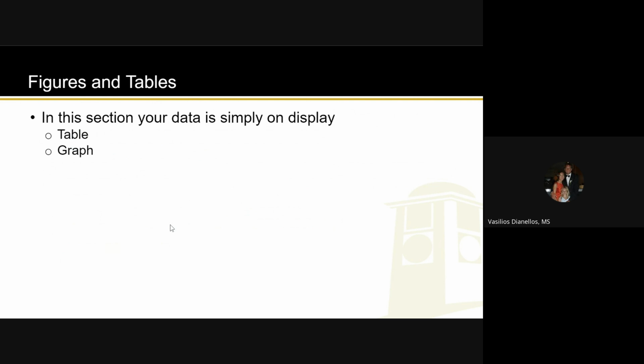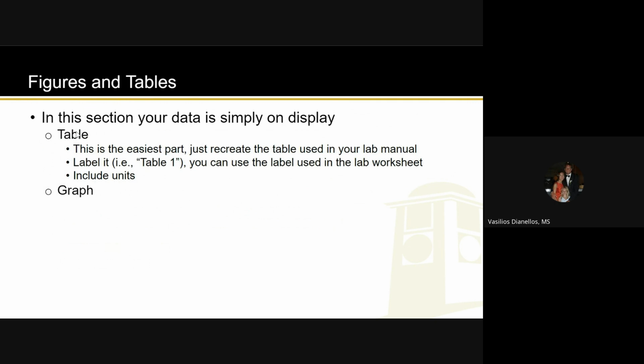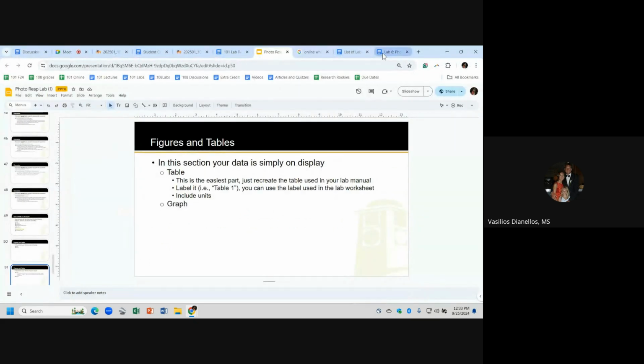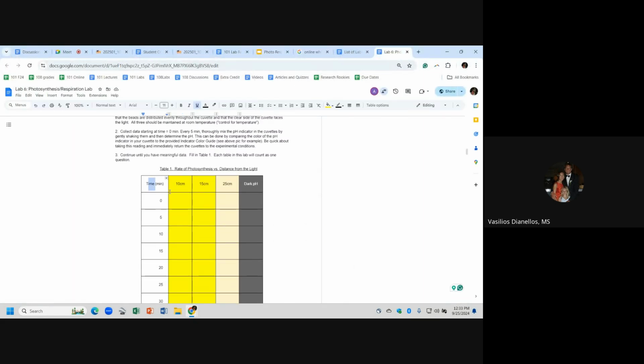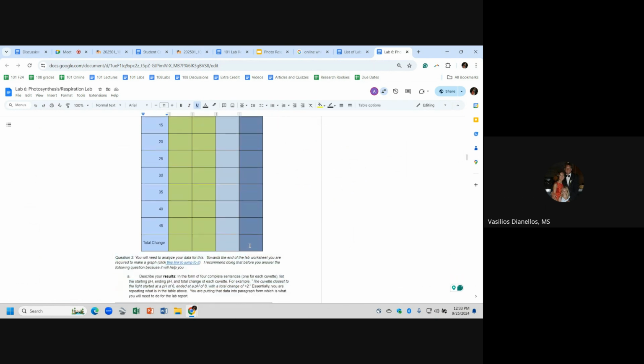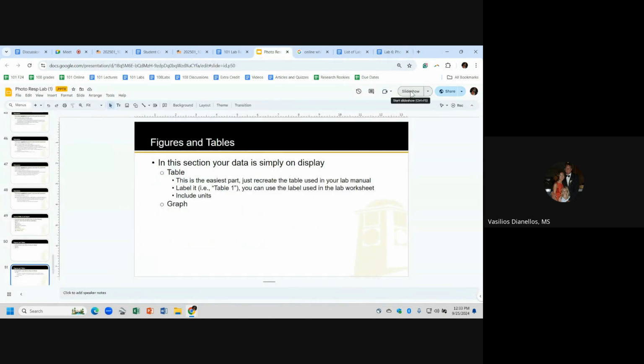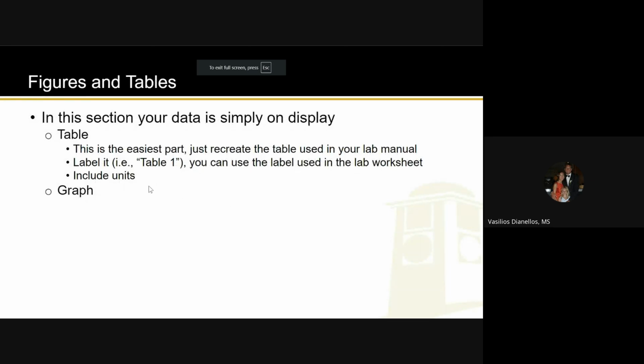A figure is your graph, and a table is obviously your table. Actually, I probably should have put that in a different order just to make it easier for you. But the table is pretty straightforward. Actually, both of these are straightforward. You've been doing these all semester. The table, literally, you're doing it right here in the lab. So if this is the experiment you did, you can just highlight it, Control C, copy it and then paste it into your lab report. It's that simple.